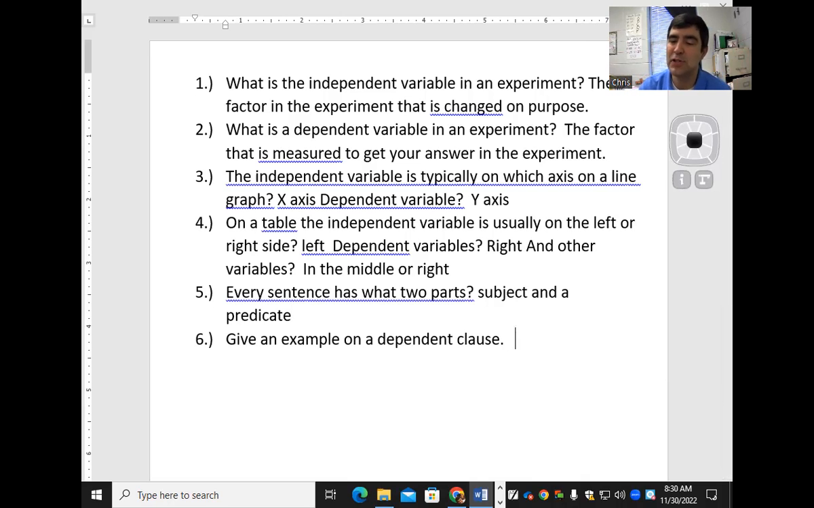Now, there's another part of the sentence which makes it a complex sentence, which is a dependent clause. What are some words that are signs of dependent clauses?